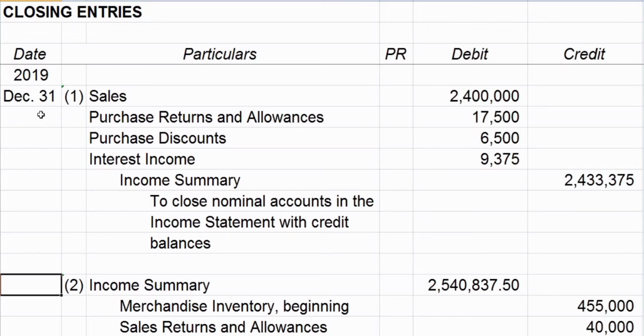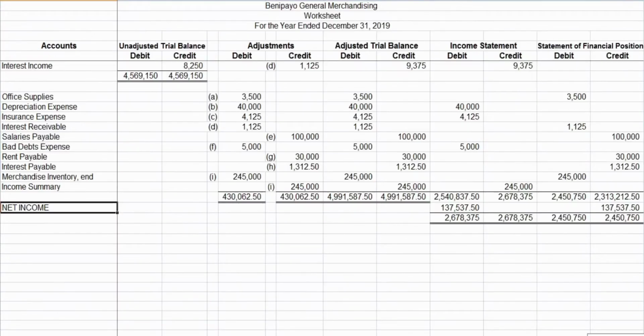The third closing entry is to close the balance of the income summary account, which must be equal to the net income or net loss, as the case may be, to the owner's capital account. You may just look at your 10-column worksheet for the amount of the net income or net loss. Here, amounting to 137,537.50. But of course, you can double check if this is indeed the balance of the income summary account.